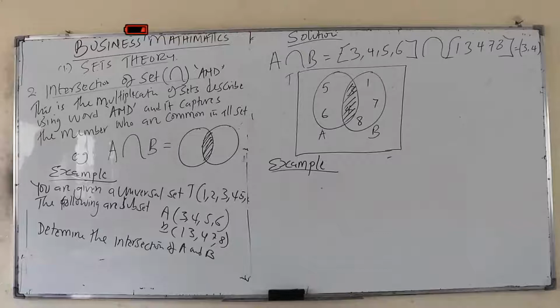Or you can present it diagrammatically. The universal set is T. Inside it, in the Venn diagram, we have two subsets, A and B. You look at what is common, and that is what we put in the overlap, what they share in common: 3 and 4. Then A has the others, 5 and 6, and B has 1, 7, and 8. So that's how you present that.